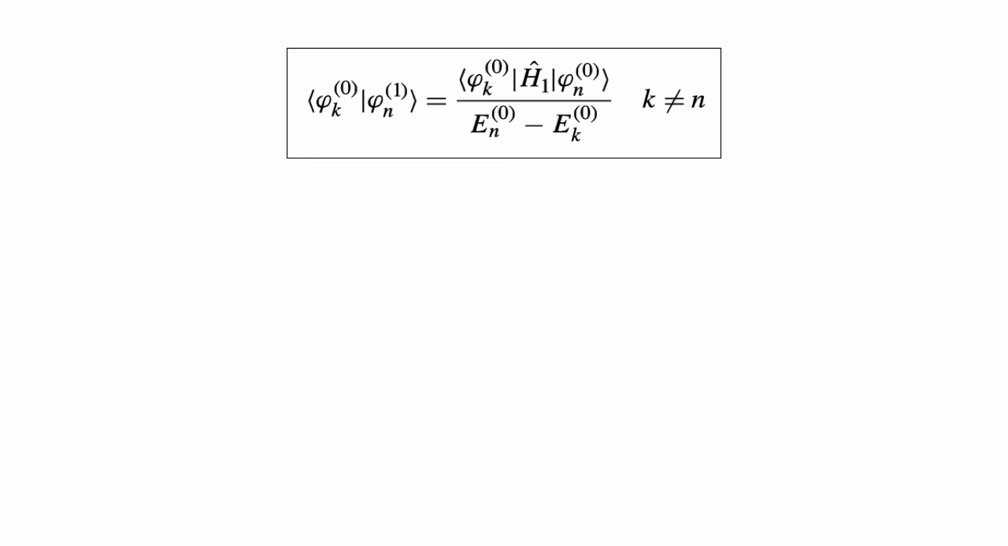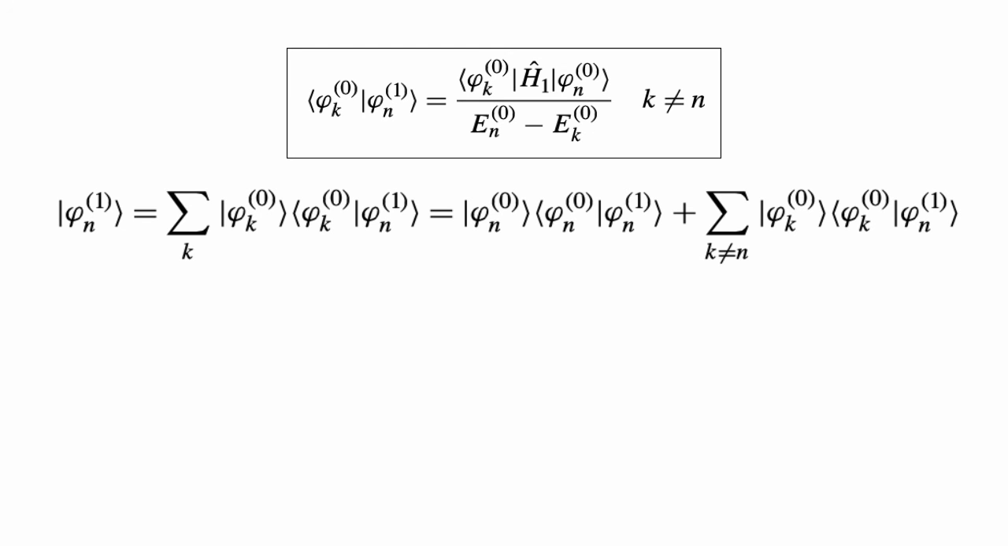Of course, n has to be different from k, which makes sense because if k was equal to n, we already have that correction basically, since we know that the 0th order is the one that corresponds to k equal n.